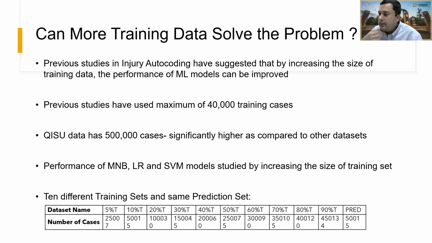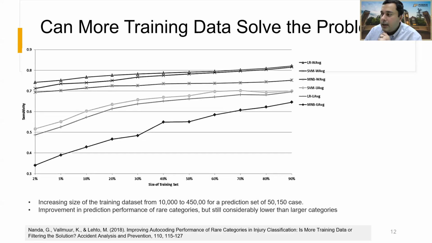So how can we improve the prediction performance of those models? When this study was conducted, in most of the previous studies in this area, the maximum they had used was about 40,000 training cases. In this study, we systematically studied what happens if we increase the training data size from 25,000 to about 450,000 and look at the prediction performance of the models for predicting the external cause of injury codes. What is the impact of increasing the training data set, and can it solve the problem of the disparity between the more frequent causes of injury, which were being predicted with high accuracy, as compared to the rare causes of injury, which were being predicted with low accuracy?